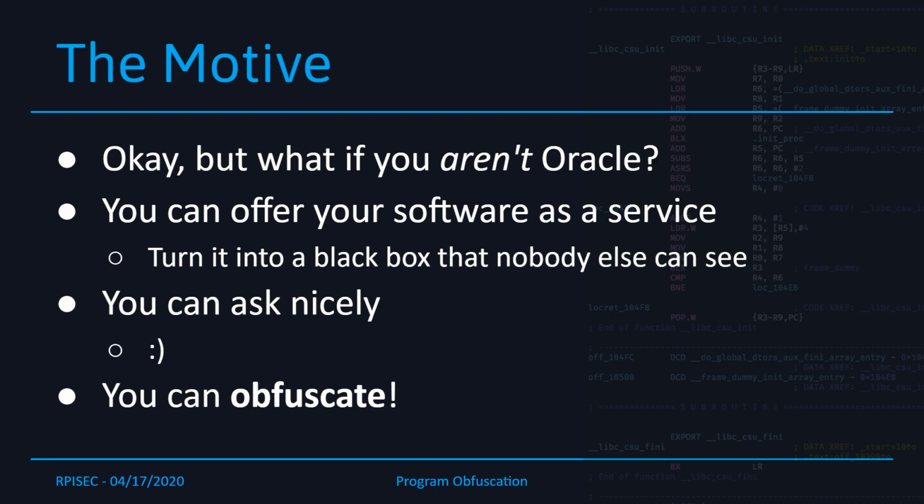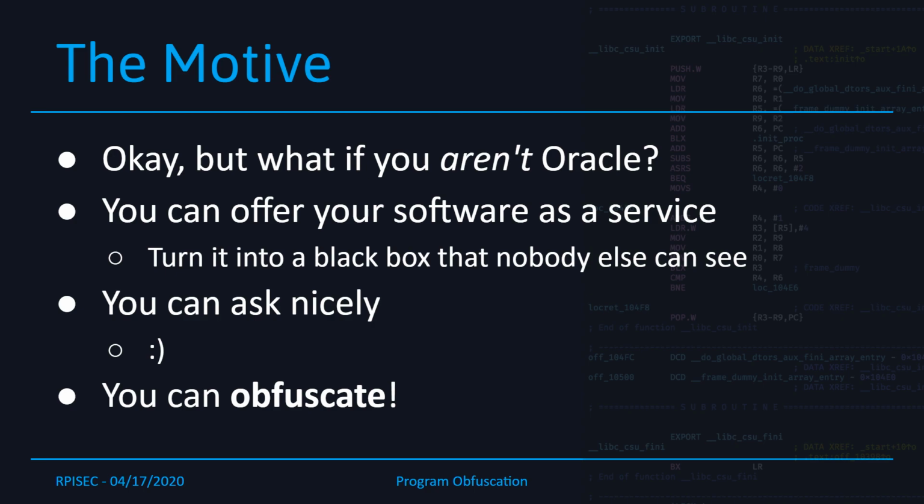So, what do we do instead? Maybe we can offer our software as a service. If no one can actually see your program, then they cannot do anything with it. They can't steal it, they can't even look at it. That's what we call a black box, because you put some data in, you get the data out, you don't know what's going on. You can also ask really nicely, but this generally does not work in practice.